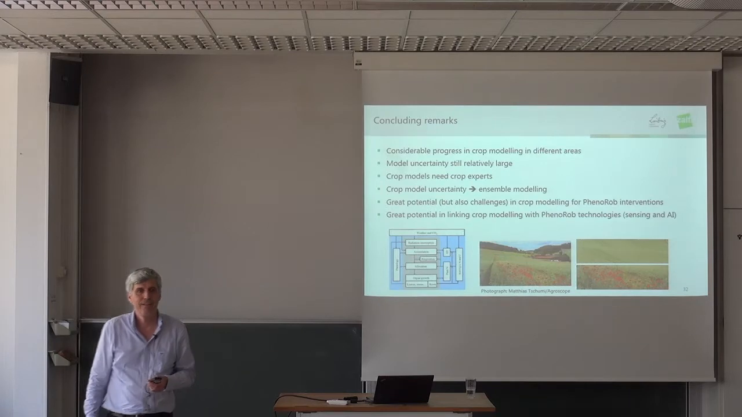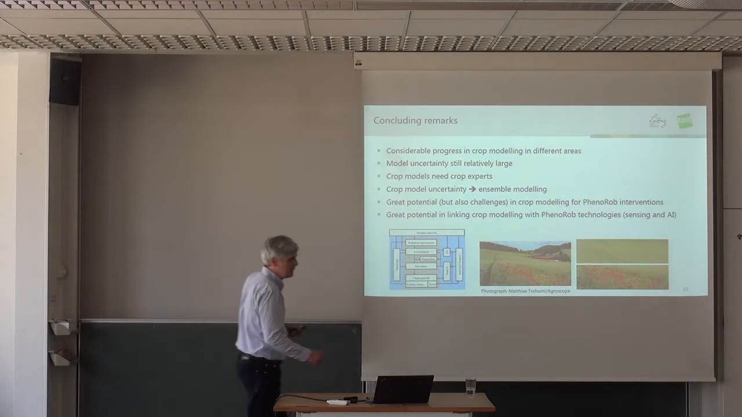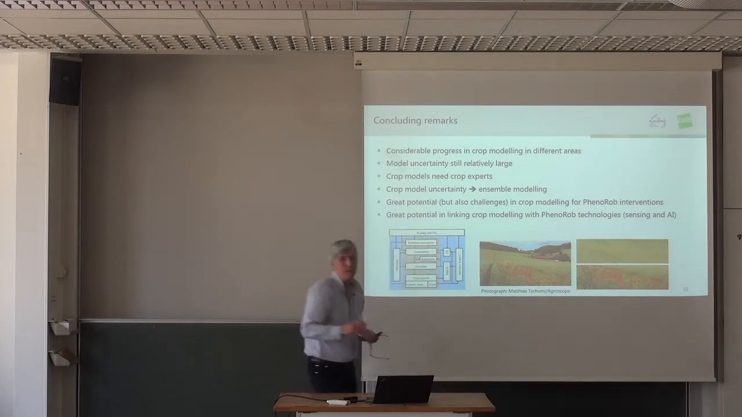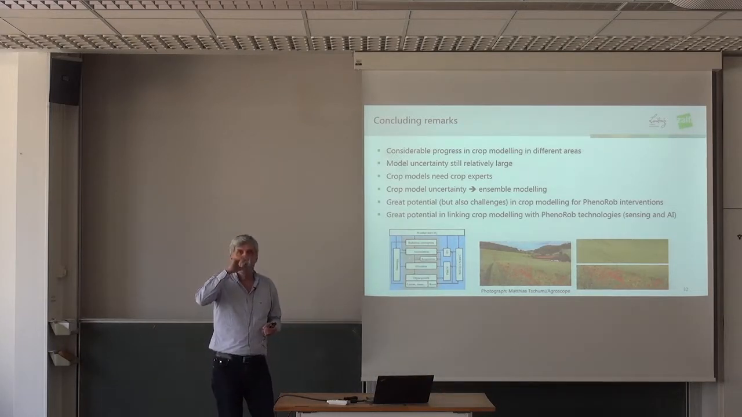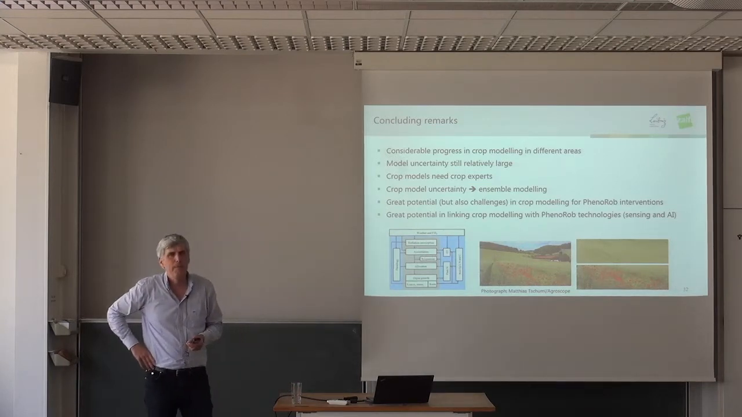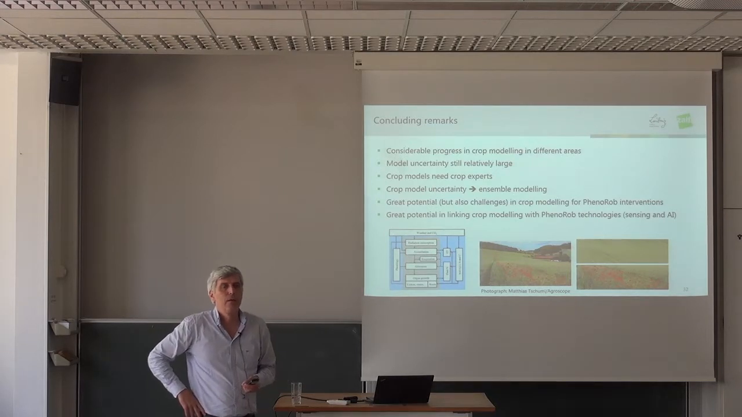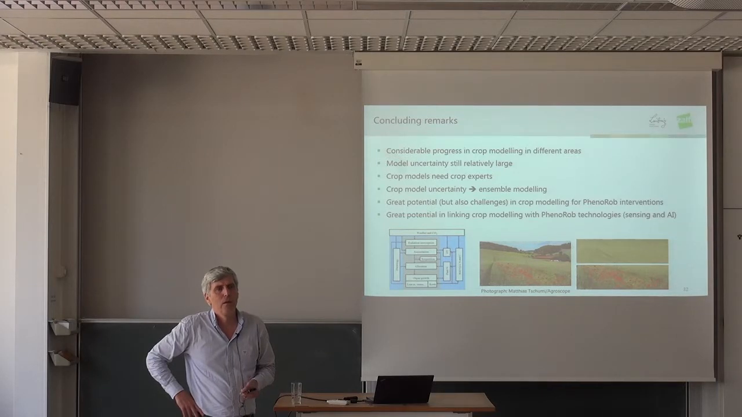A similar question. You said you have these three types of interventions: breeding, crop management, and field arrangement. And you said that personally you would be most interested in field arrangement and breeding. But I think from a robotics perspective, crop management is perhaps the most interesting thing. Or where do you see the robot?